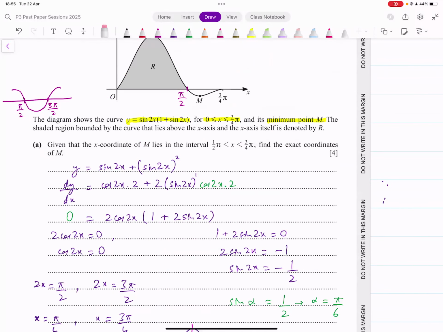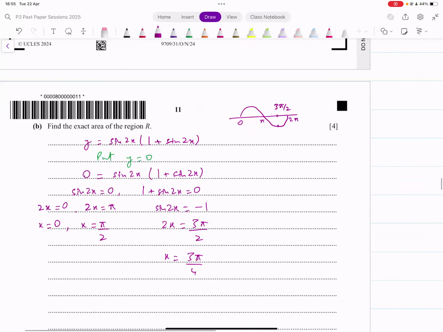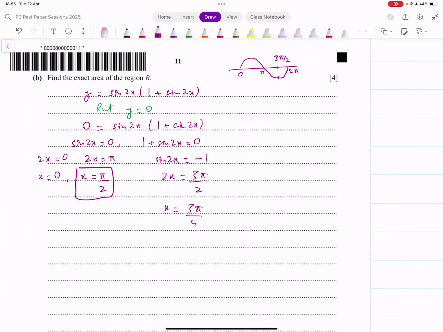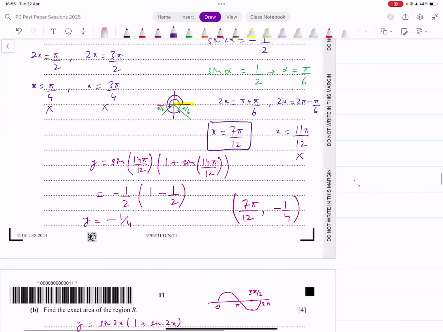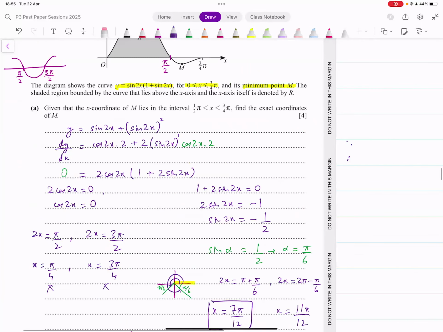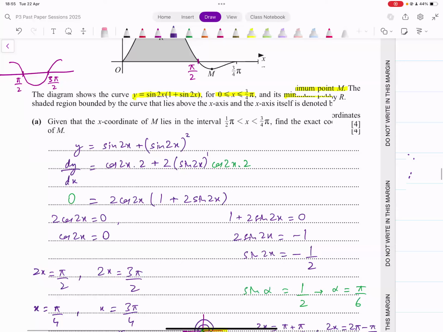So what's the point that you're looking for then? Pi over 2. This is going to be the upper limit that you have. Is that okay? Now, once you have the upper limit, what you have to do is integrate this function for limits from 0 to pi over 4, and you get the result from that.